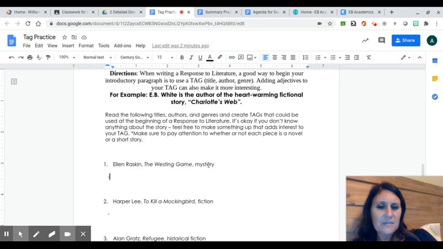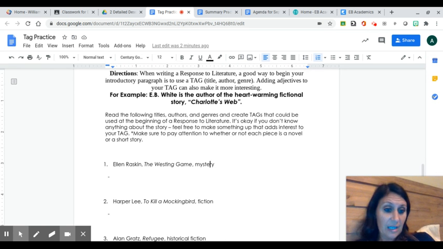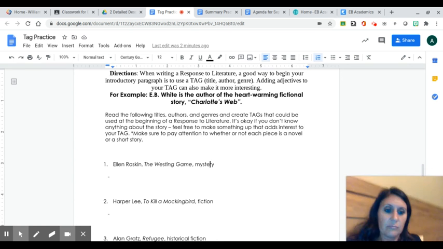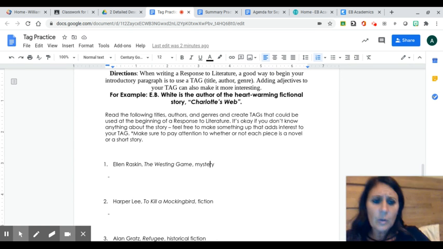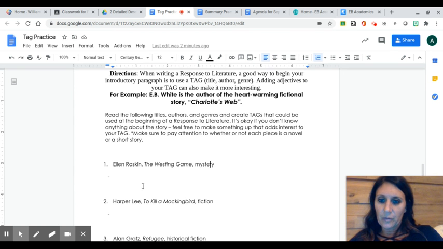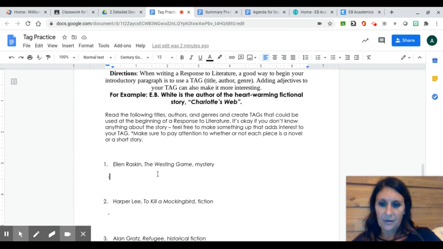So we need to think of some academic vocabulary that might go with mysteries. Mysteries maybe are exciting, mysteries can be intriguing, mysteries can be suspenseful. So those might be some adjectives that we can use, some good academic vocabulary to be able to write this. Now, again, we can start with the title, we can start with the author, or we can start with the genre. So here's what we're going to do, we're going to work on this and practice it together.